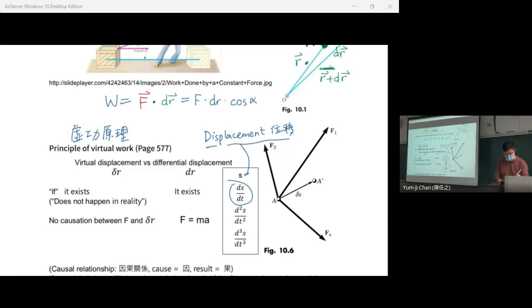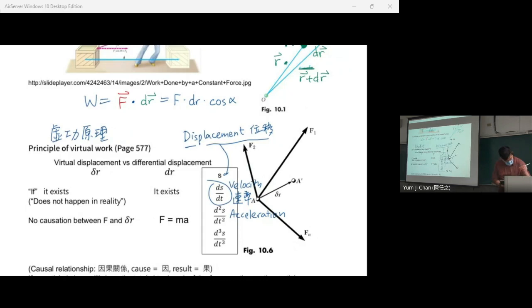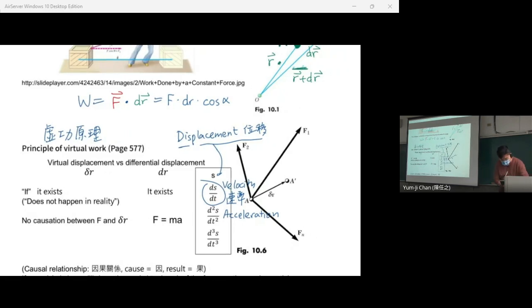S is displacement, ds/dt is velocity. And the second derivative is acceleration. Can you see it actually? If you cannot, let's write it here. Acceleration. Velocity.